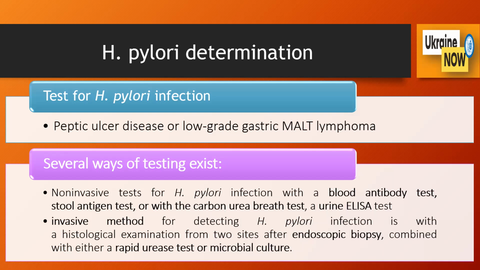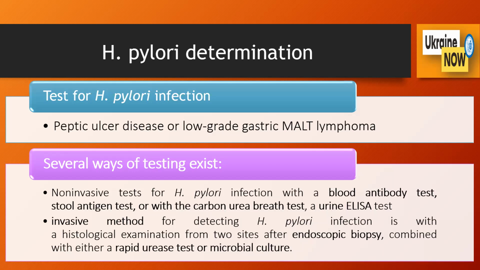Non-invasive tests for Helicobacter pylori infection include a blood antibody test, stool antigen test, or the carbon urea breath test. Also, a urine ELISA test with 96% sensitivity and 79% specificity is available. None of the test methods is completely fail-safe. Even biopsy is dependent on the location of the biopsy. Blood antibody tests, for example, range from 76 to 84% sensitivity.